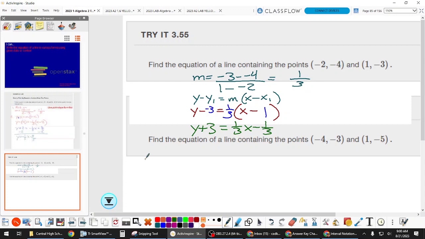Okay? Last step said solve for y, or get y by itself. So all you need to do is subtract 3. Subtract 3 from both sides. Well, what is -1/3 minus 3? Right? -1/3 minus 3 is -10/3. Or if you want to say -3 1/3, that's not ideal, but it's okay.